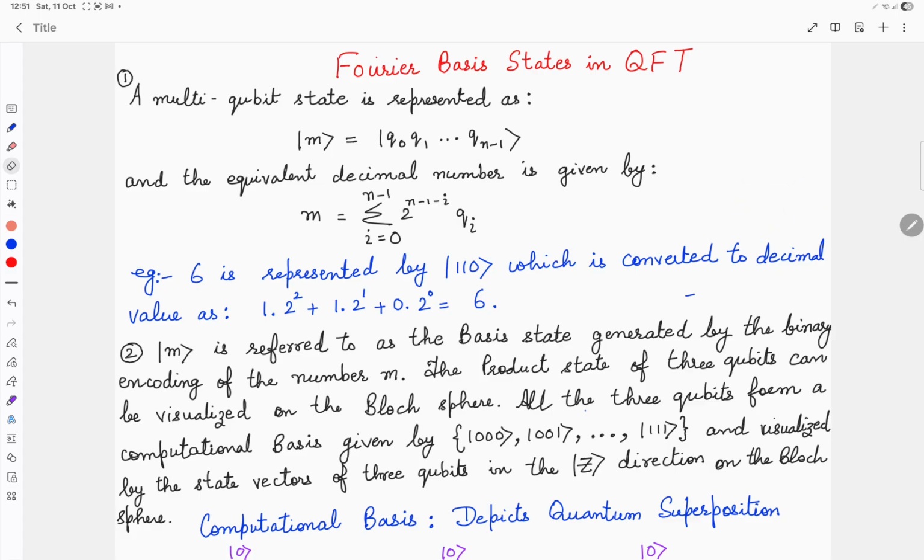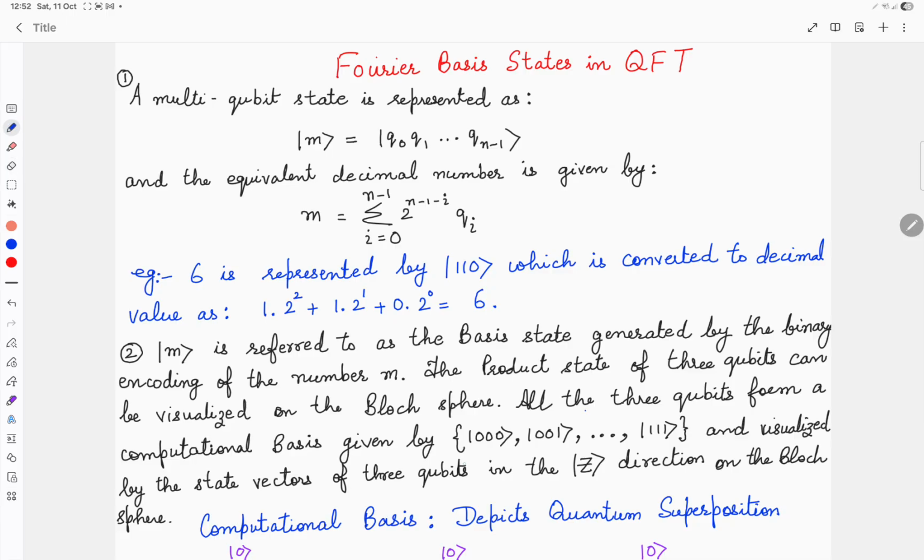If the number of qubits is 2, in that case there will be 4 computational basis states, and these 4 computational basis states can be used to form a quantum state with a linear combination, using complex numbers as the coefficients, right? So these product states, like for example here ket 110, can be visualized by the state vectors of 3 qubits in the z. So this is also very important.